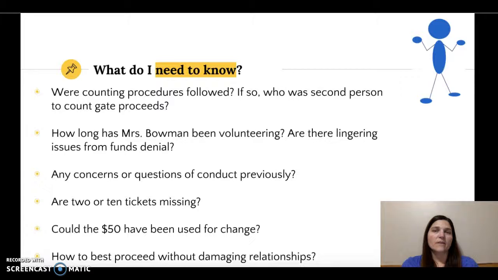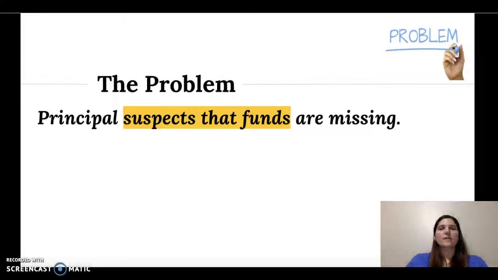Therefore, a parent could have paid with a $100 bill at the gate, and maybe that $50 bill that should have been there was actually used for change for that ticket sale. And then the last thing I think is important to know is how to best proceed without damaging any of these parent relationships. While there are many issues present in our case study, I believe the problem is that the principal suspects that some funds are missing.